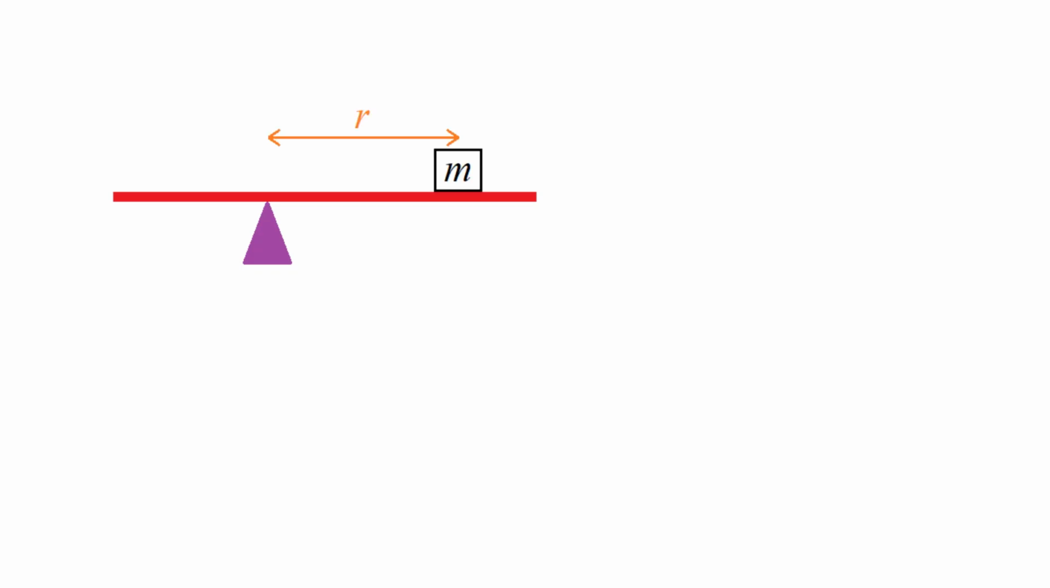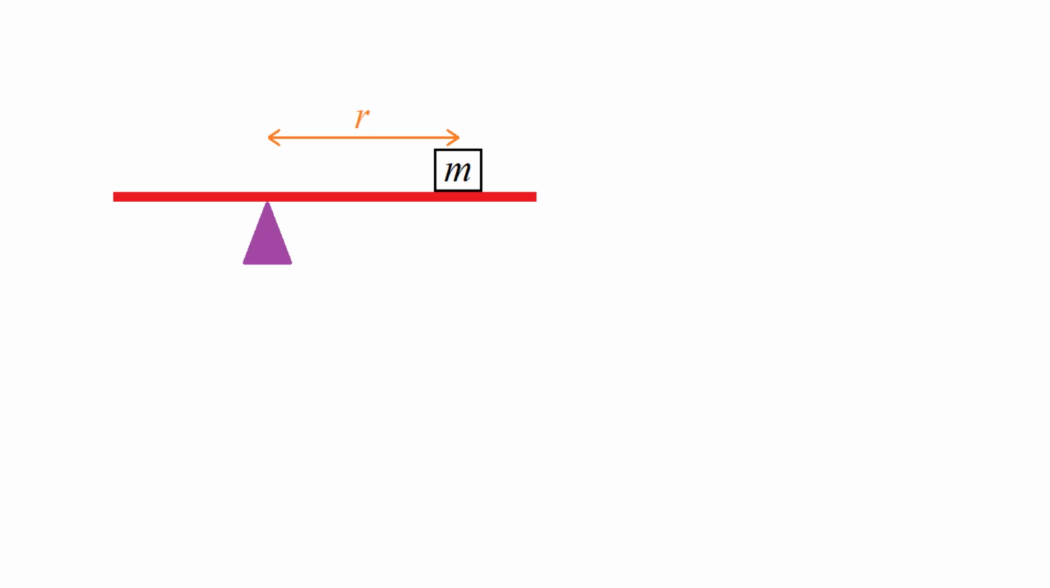Okay, and now let's move on to another setup. Here, we have a weightless beam connected to a fixed pivot, such that the beam can freely rotate about the pivot, but can't move in any other way. And we imagine that we have, again, an object of some mass m resting on the beam at a distance r to the right of the pivot.